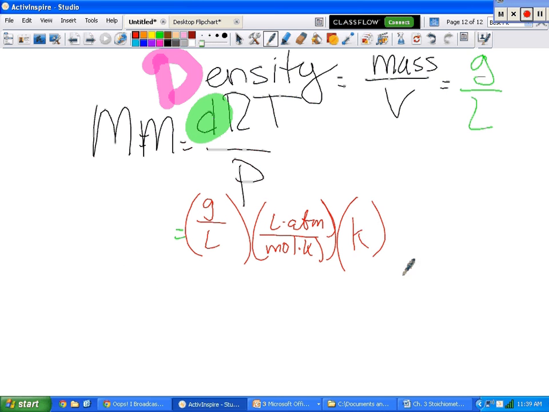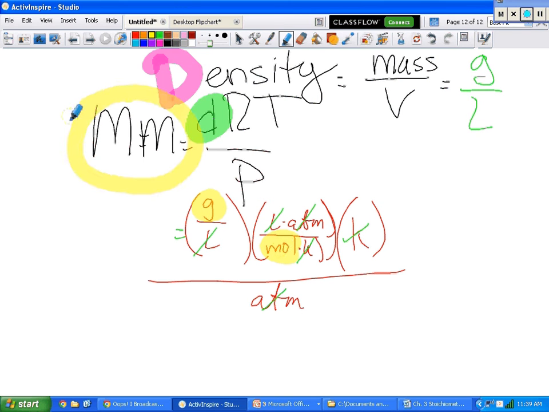Atmospheres. Units. What cancels? Do liters cancel? Do grams cancel? Do atmospheres cancel? Do Kelvin cancel? What 2 units are left? Grams over mole. What were we solving for? What is the molar mass unit? Grams over mole. Do units have to work for your math to work? If your units don't work, you've done something wrong. You see how important it is to put units on it? Got to make sure you put units on everything.